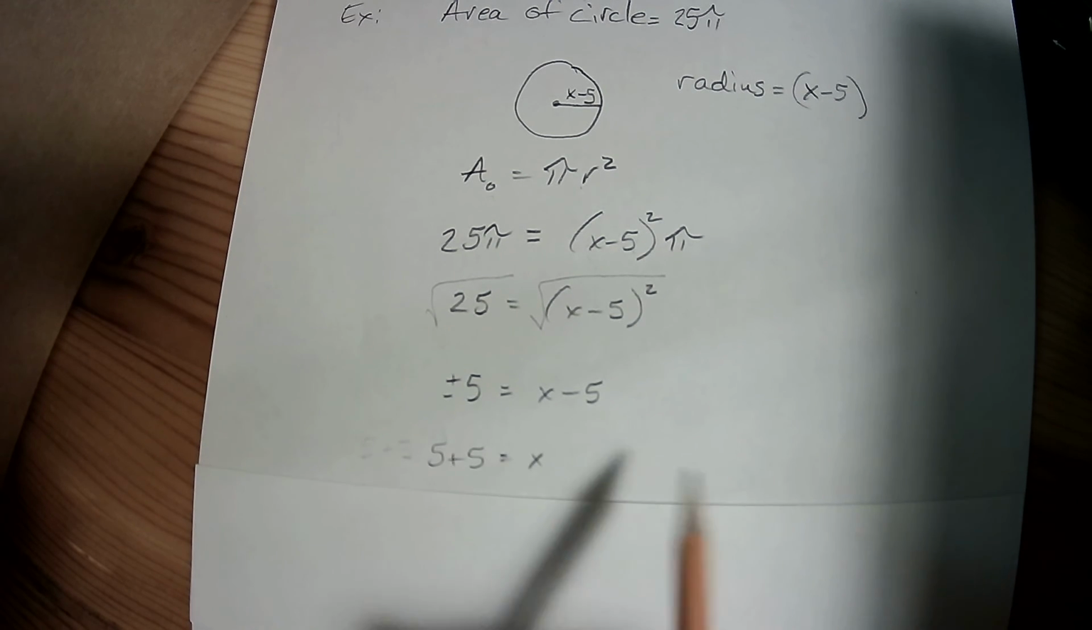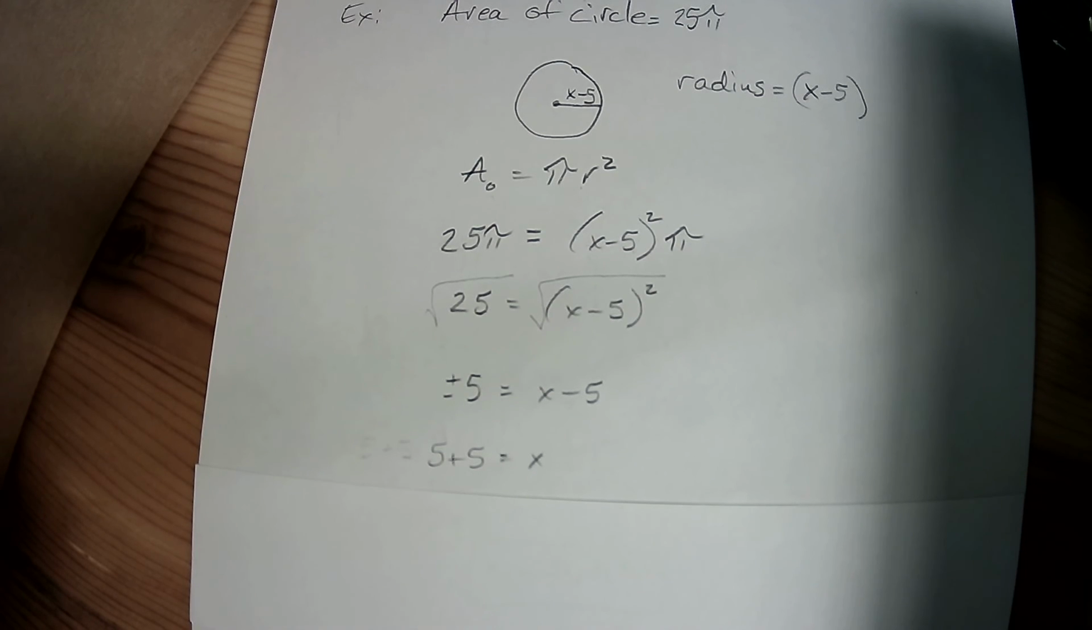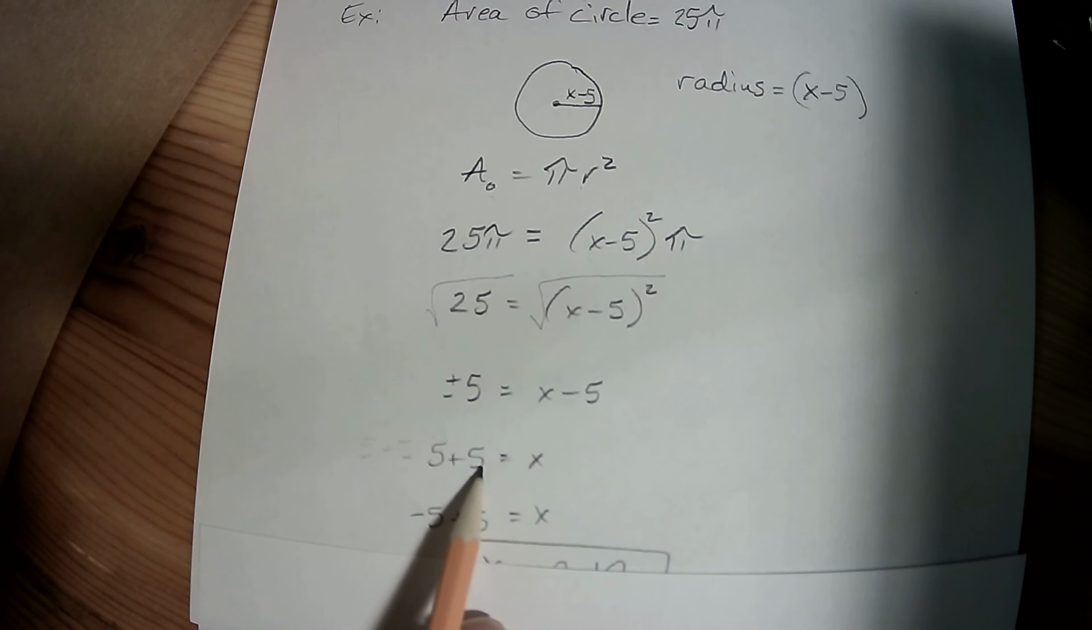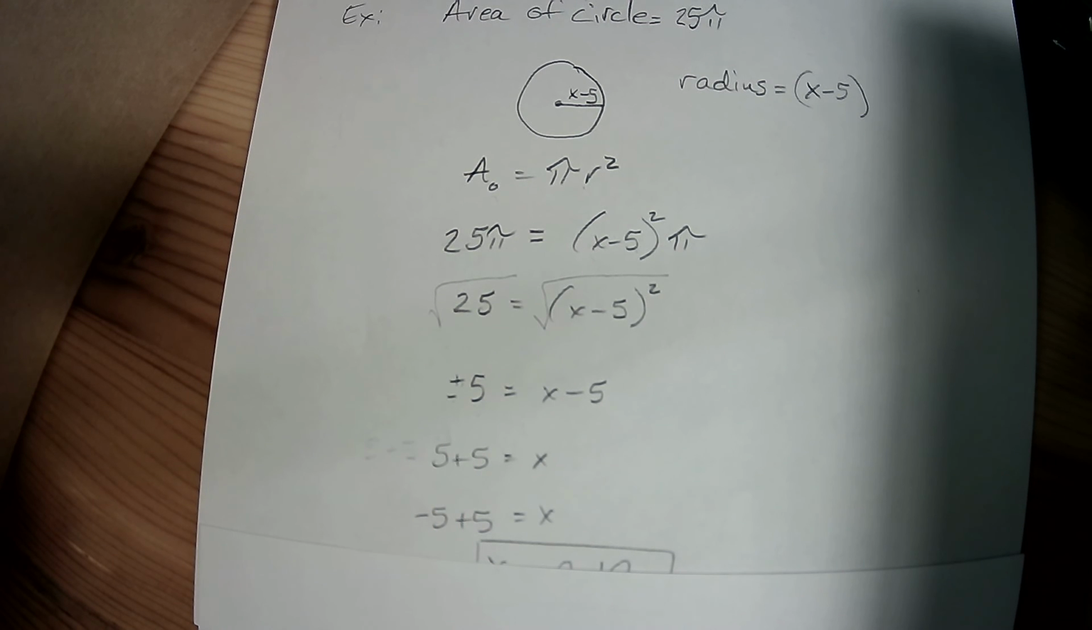And to get x by itself, I would add 5 to both sides. So I either have a positive 5 plus 5 for that, or a negative 5 plus 5 to take into account that negative square root of 25. And so, as you can see, my answers would be 0 and 10. And that is it for 3.1.